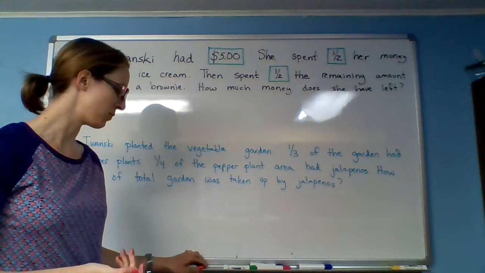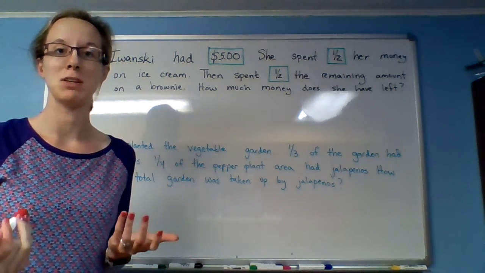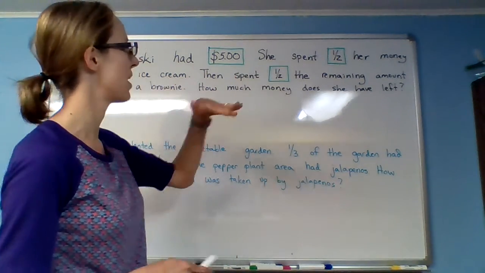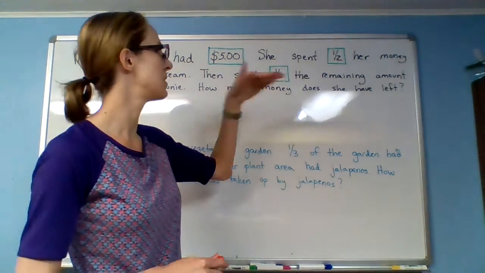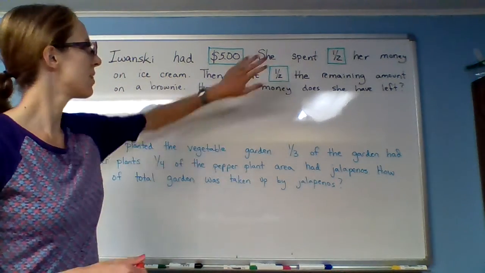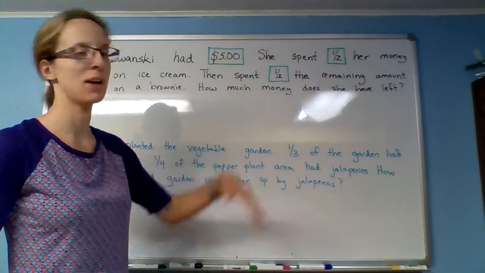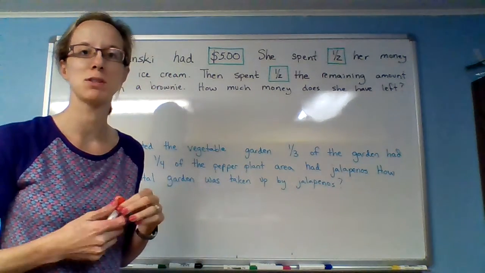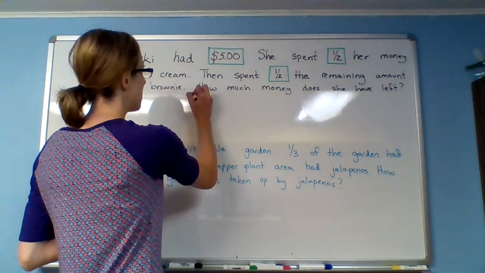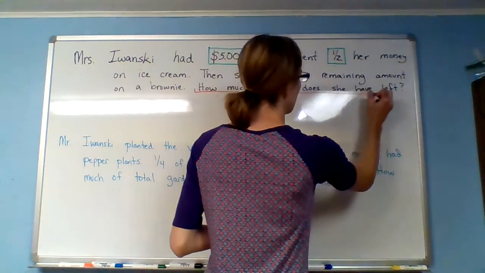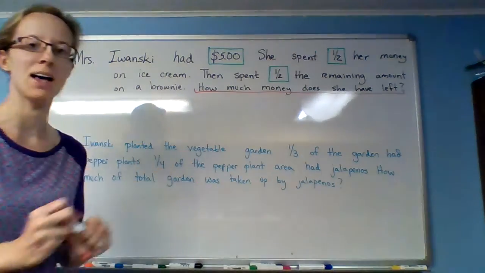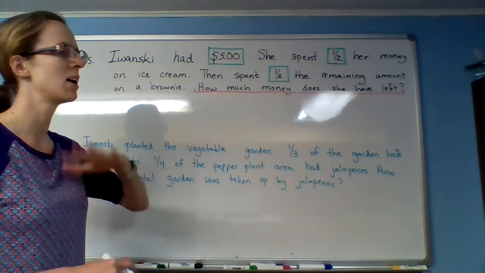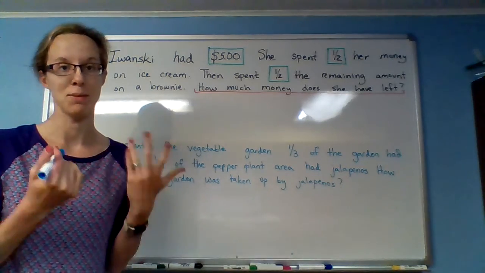One thing that you want to watch out for is them including extra numbers that you maybe don't need. So if the problem said Mrs. Iwanski had $5, she spent half her money on ice cream, then she spent half the remaining amount on a brownie. How much money did Mrs. Iwanski spend on ice cream? This half doesn't matter because we don't care about what she did after she bought the ice cream. We would just need to be working with the first part of the problem. So making sure that you also understand the actual question that you're being asked in the problem is really important as well. So I'm trying to find out how much money she has left after she makes all these purchases, or after I make all these purchases.